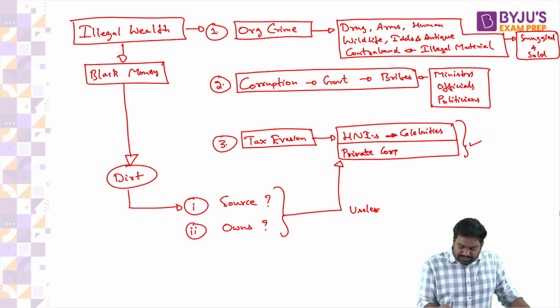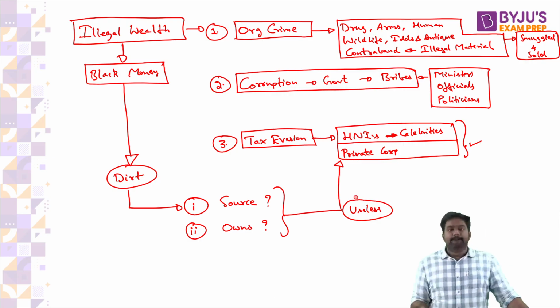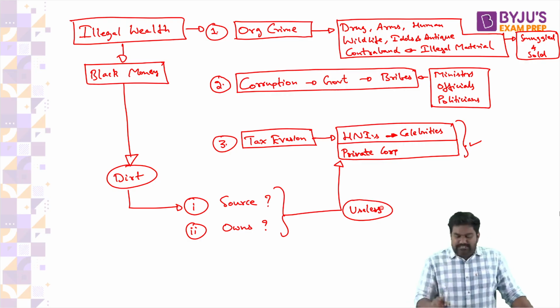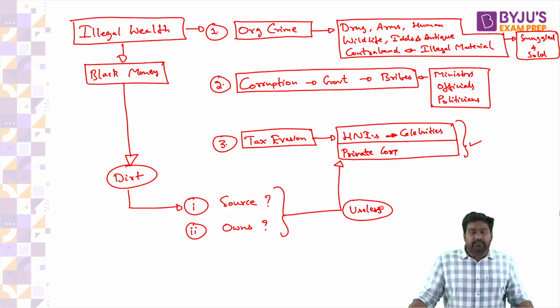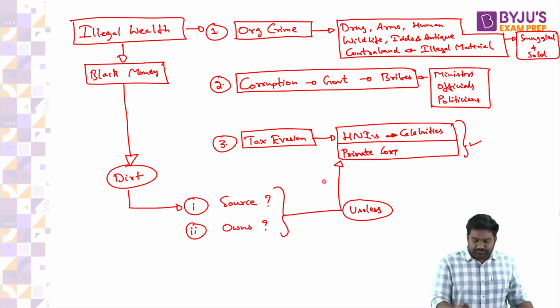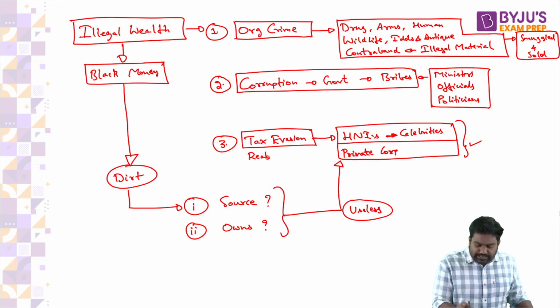They can't use this. They can't spend this. Is that clear? See, there is one more big source, which is actually under tax evasion itself, which is real estate. You might have seen this personally as well, I'm sure.